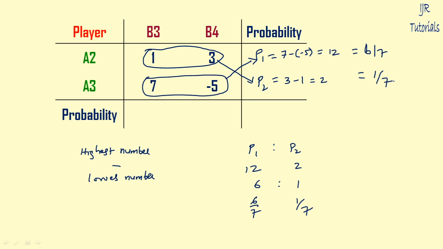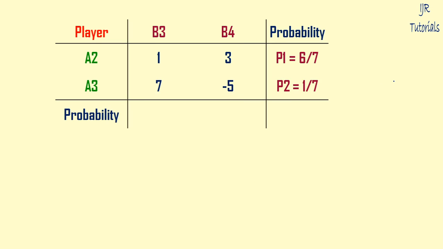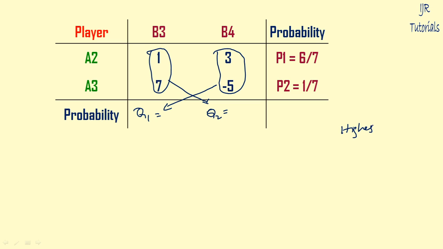Let us calculate player B's probabilities. We write Q1 and Q2 here. The same logic will be applied. For calculation of Q1, we take the B4 strategy. For calculation of Q2, we have to take the B3 strategy. And here, highest value minus lowest value. We need to take the same type of logic here.